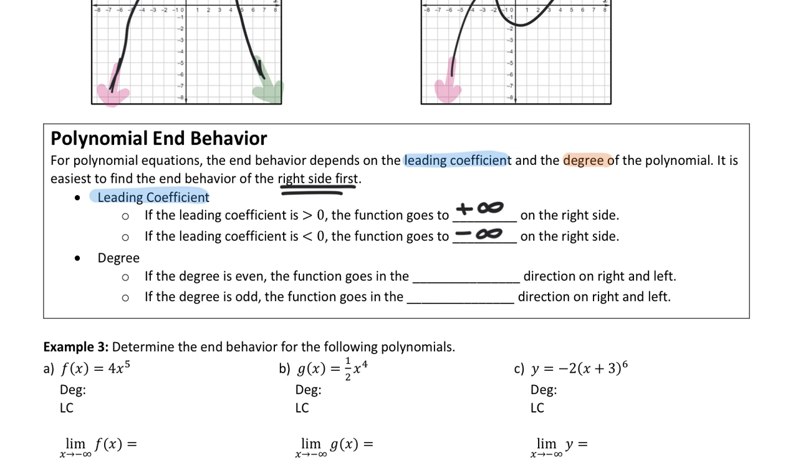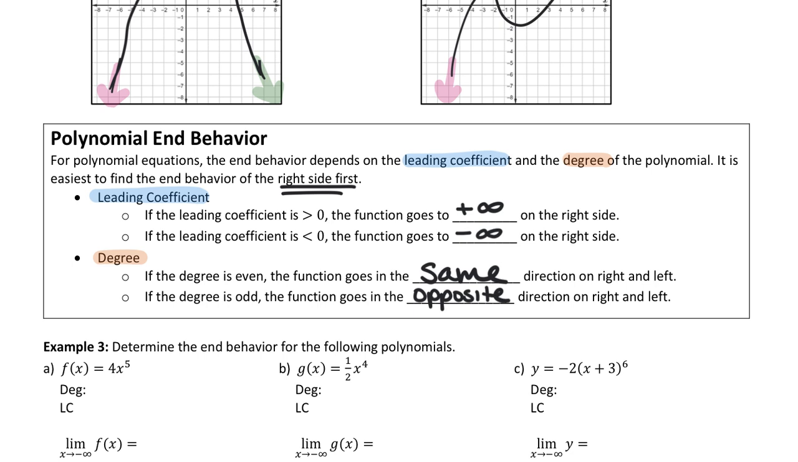But then we check out the degree of the function. If the degree of the function is even, so you have a power 2, power 4, the function goes in the same direction on the right and the left. So with even degrees, they're both going to be up, or they're both going to be down. If the degree is odd, the function goes in the opposite direction on the left side.